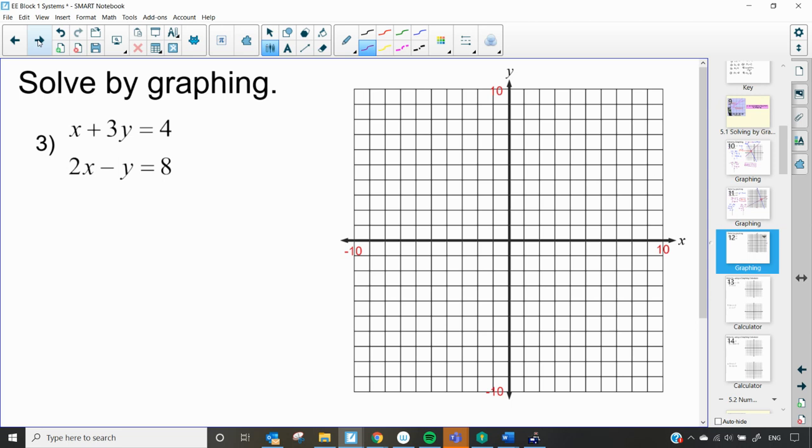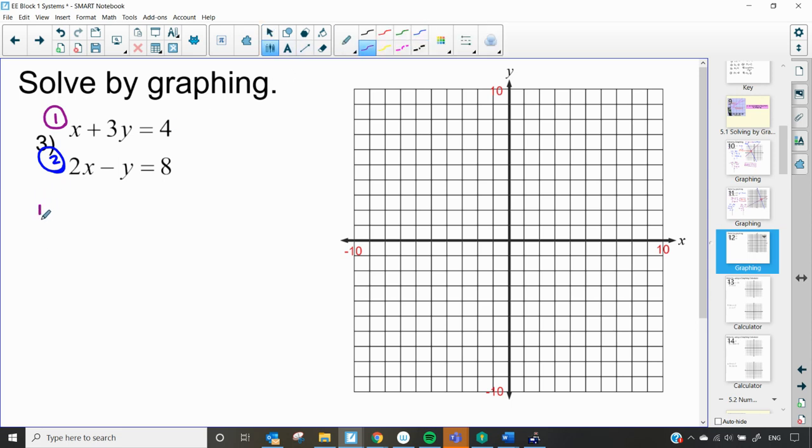And one more example here. We have x plus 3y equals 4 and 2x minus y equals 8. Now this one's a little trickier because when we go to graph it, we're not going to have a clear y-intercept for one of our equations. So I'll show you a couple workarounds that you can do. The first equation I'm going to do in purple.